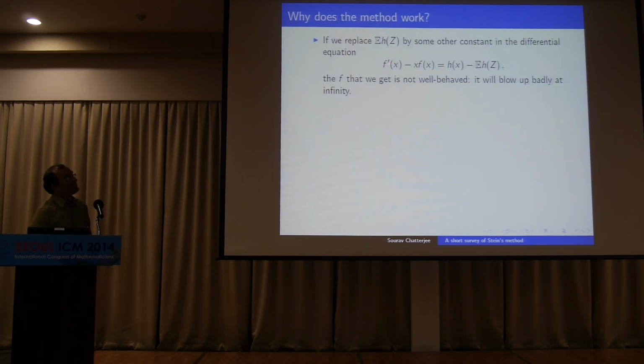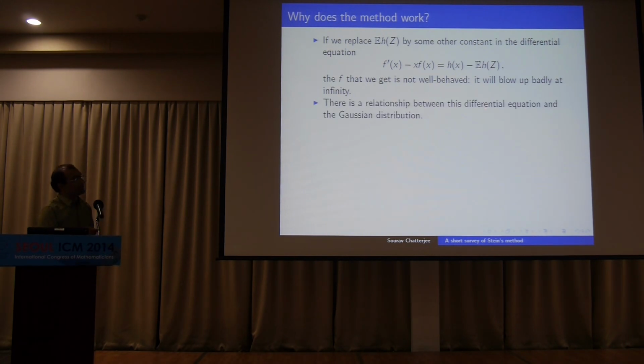So the question is, why does the method work? If you replace this expectation of h of Z by some other real number here, then the solution that you will get will not be well behaved. It will blow up badly at infinity. So this number is the unique number that makes the solution well behaved at infinity, if you start out with an h that's nice enough.